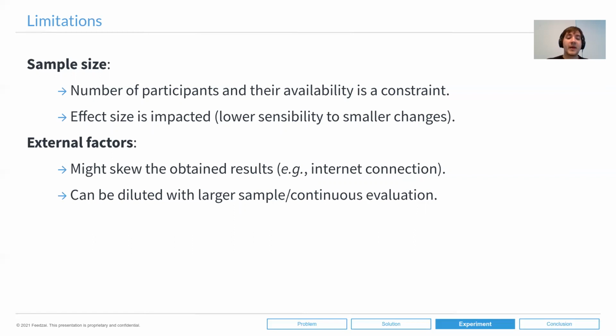One thing that might have impacted this also is external factors. We could have external factors in our experiment that we did not account for, such as internet connection, for example. For one analyst, the internet connection could be bad one day, and because of that, it might have had an impact on some of the variants. And this could be diluted, of course, if we have a larger sample, or if we have some form of continuous evaluation of the explainers.